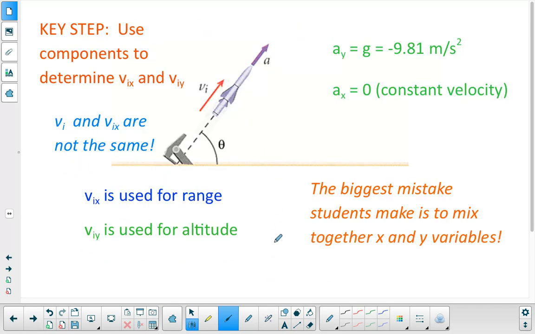So our key step when we're doing these things is to use that concept of components. When we were doing something horizontally, our VI was all in one direction. But now when we've got this sort of situation, our VI is at an angle.